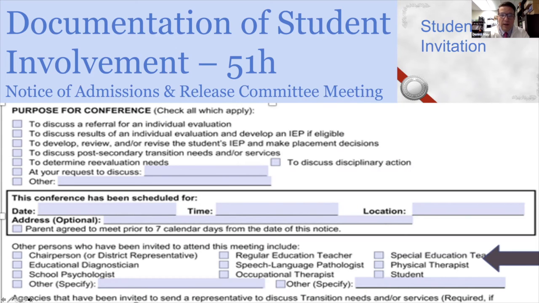On 51H, we invite the student, and if the student doesn't attend, we need to go out and discuss the student's progression in the multi-year course of study. We need to have a robust conversation, a real lively conversation with the student about where they're headed, about whether or not they're on track. Are they persisting to graduation? Are they doing the things that they need to be doing? Are they attending school enough? Those types of things. And we need to capture that and document that in the conference summary. Okay, so we can move on from this.